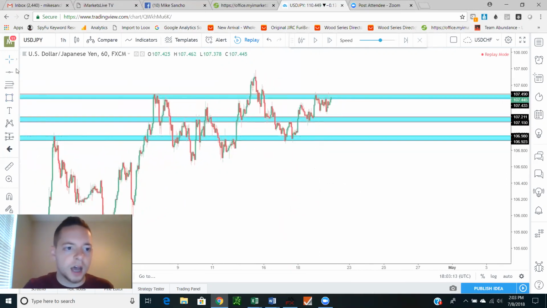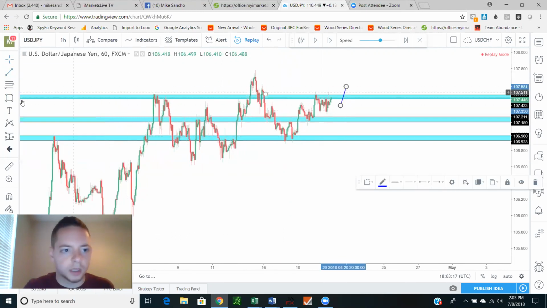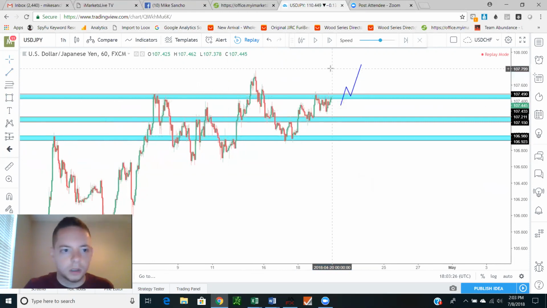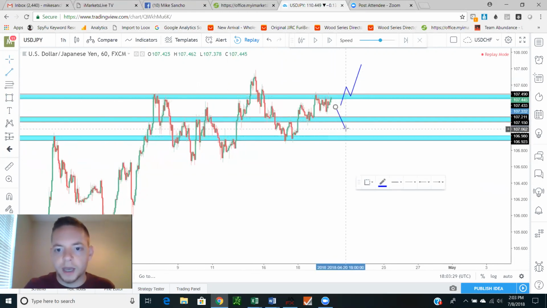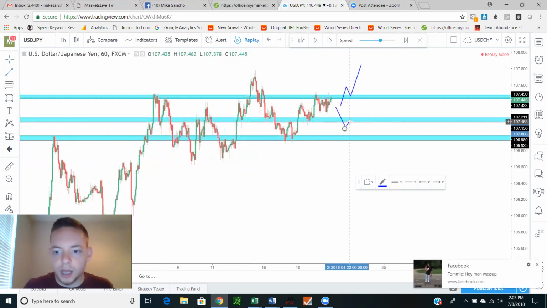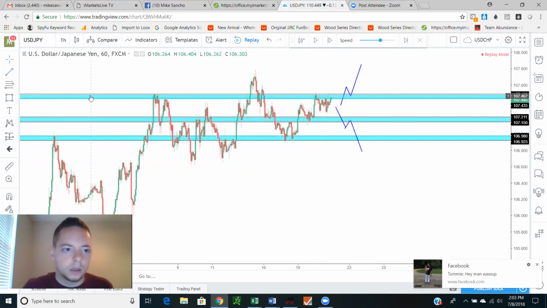So here I've got my zone set up. I'd probably do something like this. This is kind of what I would think price would do. It comes up here, boom. So I'm looking for it to break through a zone, pull back and test the zone, and then I'm looking to get into either a buy or a sell. Or I'll do this one.